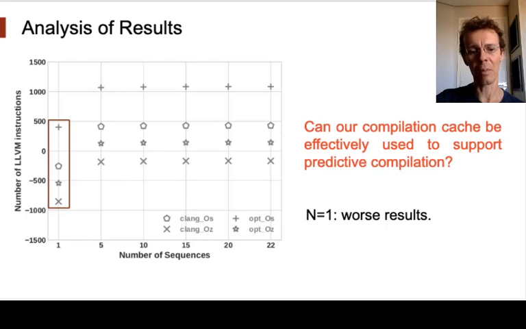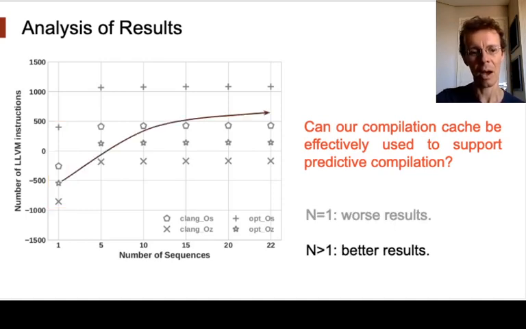If our predictive compiler uses only one optimization sequence, the results are worse. They tend to be worse than the baselines, except for OPT minus OS. However, as the number grows, the quality of the code thus produced improves considerably. By varying n from 1 to 22, the predictive methodology really starts reducing the size of the assembly programs.